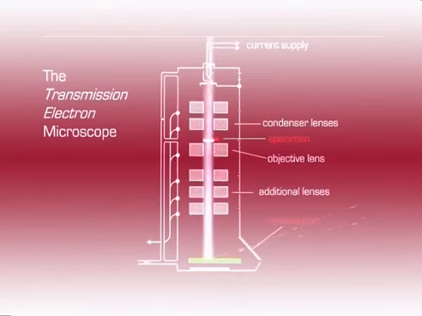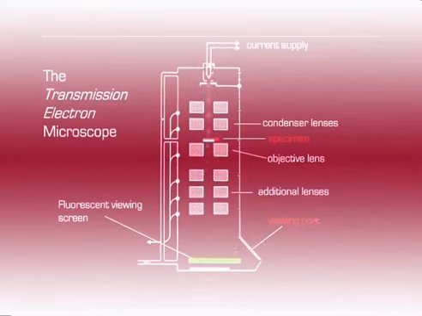At the top of a tall evacuated column is an electron gun that sends a beam of electrons through the specimen. Electrons pass through the specimen and are focused using electromagnetic lenses onto a fluorescent screen. When electrons impinge on the screen, secondary light rays are emitted and form an image. The resulting image is seen through a window at the bottom of the column.